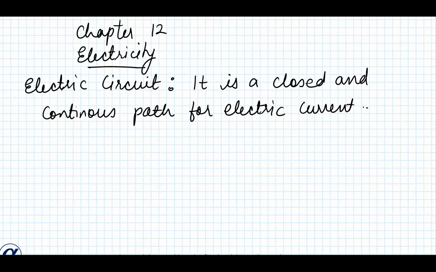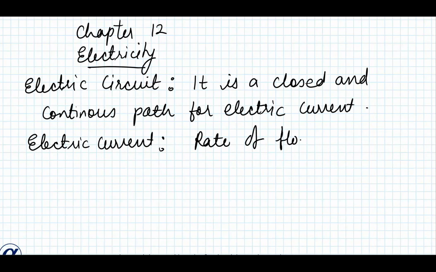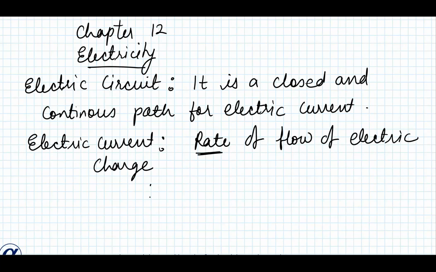Now, how do we define electric current? It is the rate of flow of electric charge. जहां पे भी वर्ड रेट आता है that means with respect to time. So electric current is denoted by I. Rate of flow of charge means charge upon time.